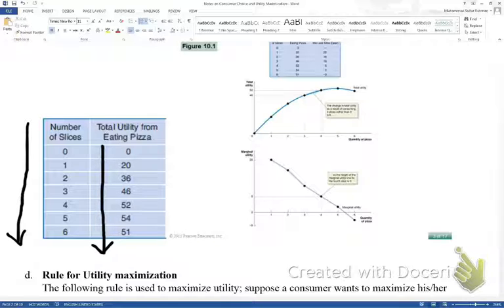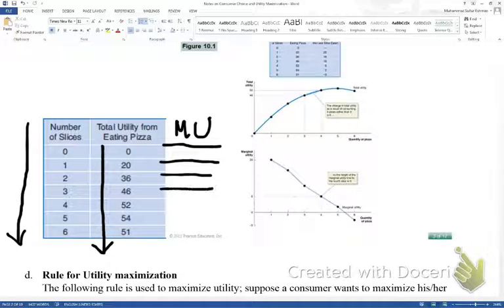Because we are rational. I know if I am buying something, that thing has to give me some kind of positive utility. If my utility is negative, that means I am not rational. Now what we are going to do is create another column where we are going to measure the marginal utility associated with each of these units that we have just purchased.